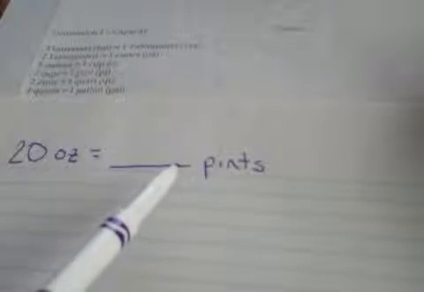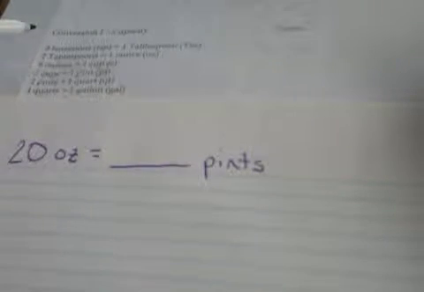Today we're going to look at what some people call dimensional analysis and some people call the factor label method. I want to take 20 ounces and convert it into pints. What I need is a conversion table that gives me some basic information.